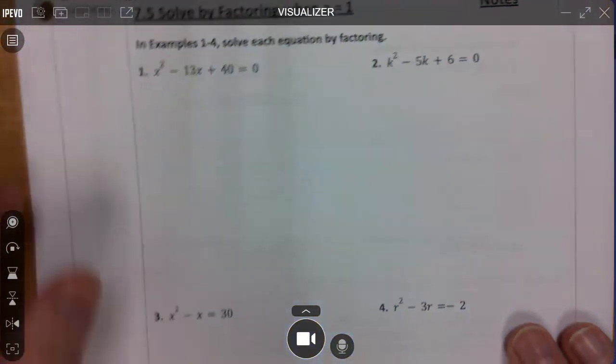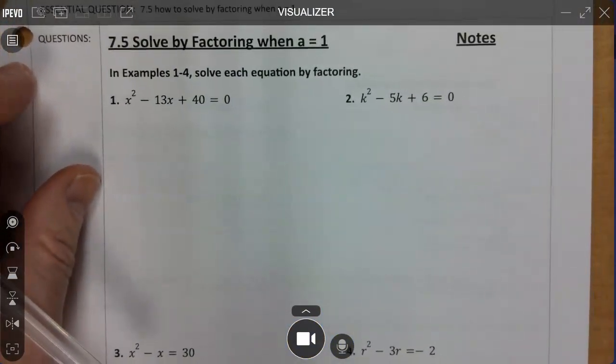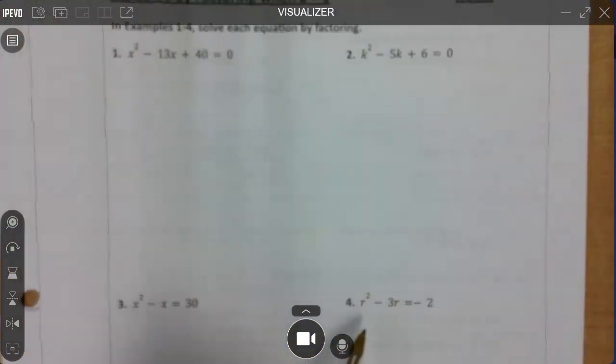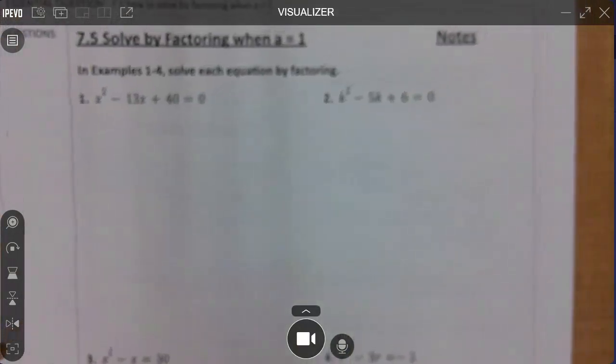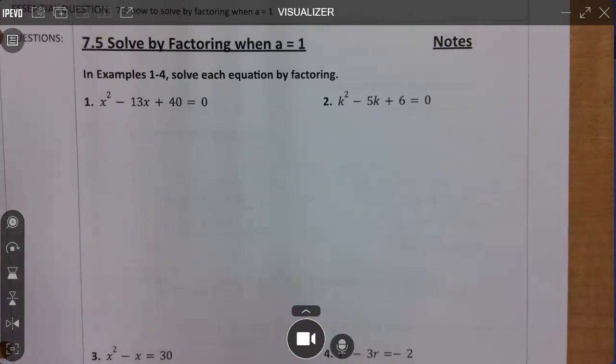Okay? So now we're going to run through some examples. And so some of these examples are already set equal to 0. But then you'll see in examples 3 and 4, we're actually going to have to move some numbers around to get everything on one side of the equation. And we'll get that in a second.